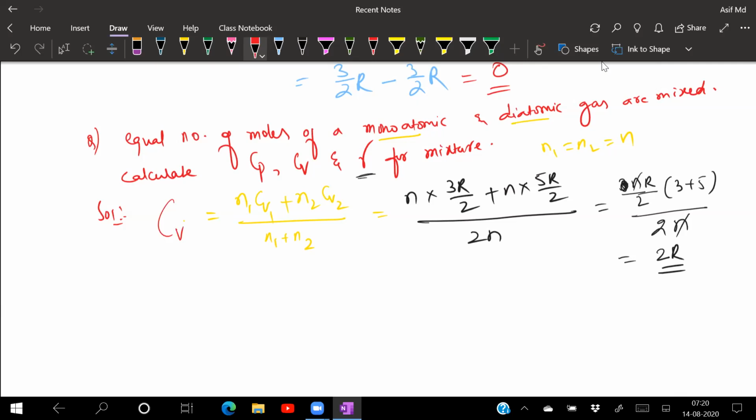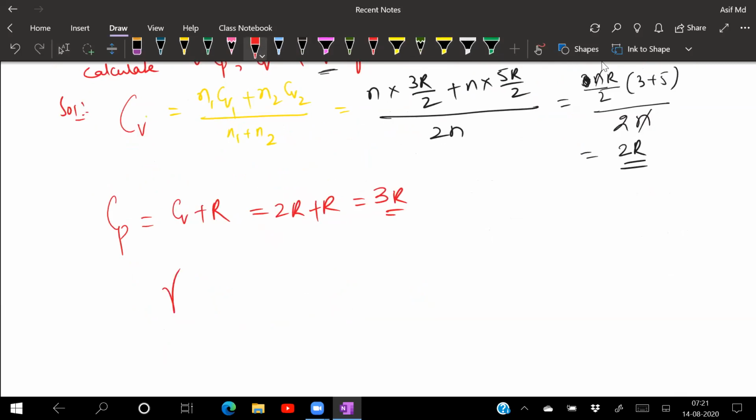Then we calculate the Cp, beta. Cp is Cv plus R, so Cv is 2R plus R, which is equal to 3R. Then I can get the value of gamma. Gamma is equal to Cp by Cv. Cp value is 3R divided by 2R, so R gets cancelled, and the gamma value is 1.5. Got it? So that is the way we get the questions related to specific heats, beta.